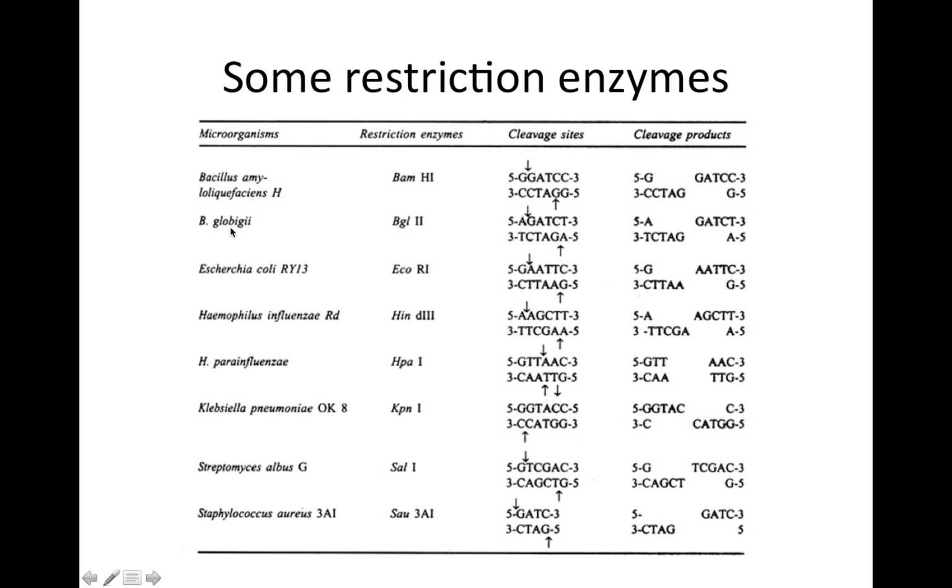So here's a bunch of different restriction enzymes. And then they all cut, you can see they cut at different sequences. And so what we have here in the table, we have a microorganism, and then the restriction enzyme that was isolated from that microorganism, its preferred cutting site, and then the cleavage products. If you look at it, this and that, you can work one out for the other. If you cut here and you cut here, then you end up with these two products.